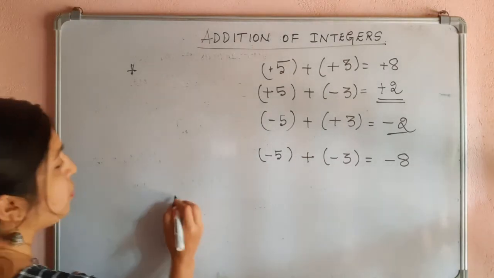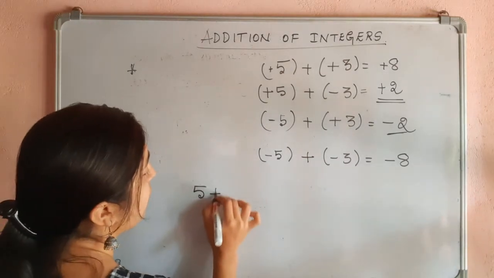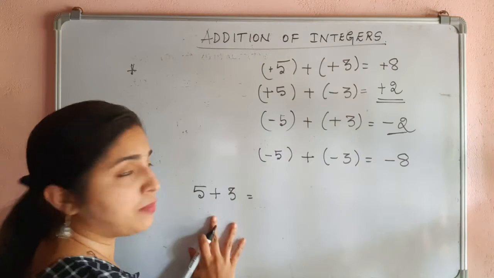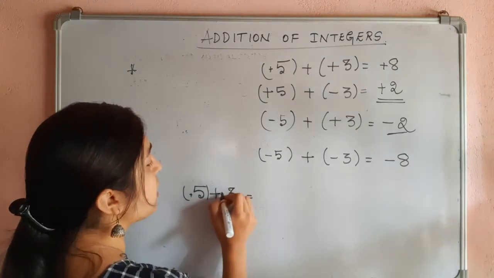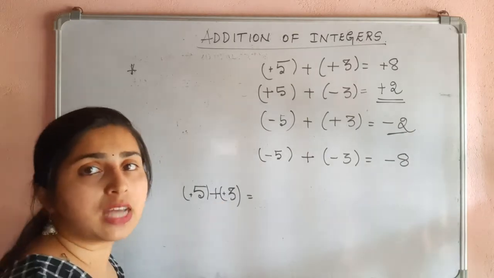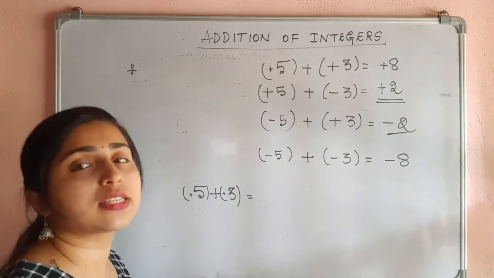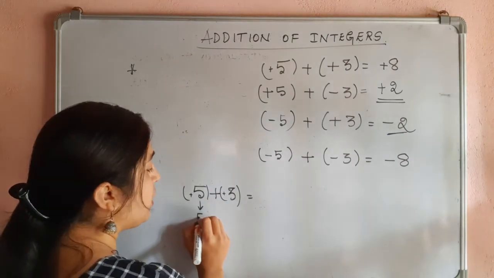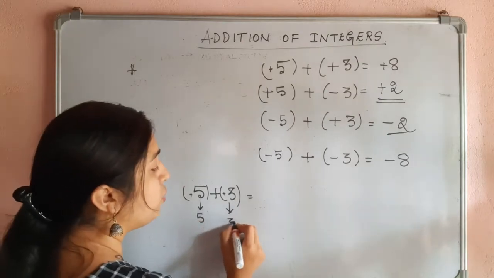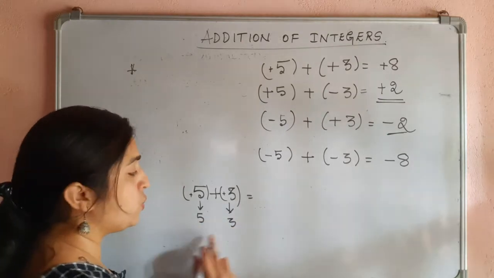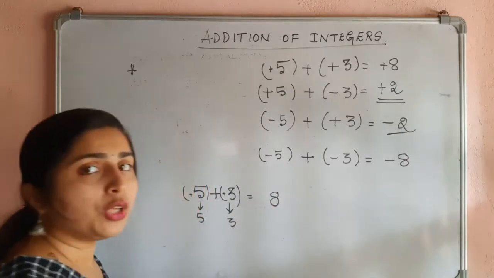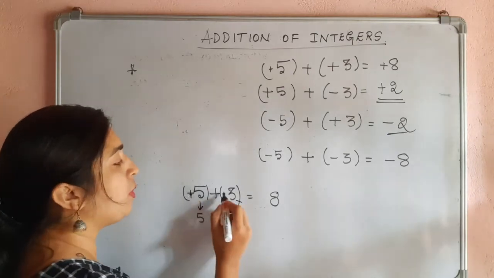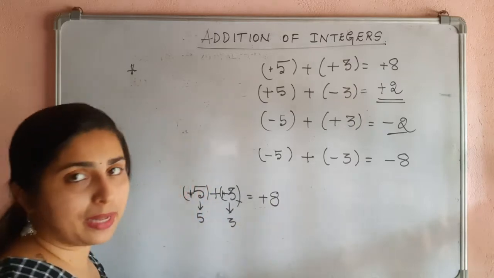You have to consider 5 plus 3. These two have the same signs. If they have the same sign, you have to find the sum of absolute values. I have already discussed the absolute value in one of my videos. So this has absolute value 5, this has absolute value 3. If I take the sum of these two, that gives you 8. Then you have to place the sign which is common to both the integers. So plus is common to both the integers, so this is plus 8.